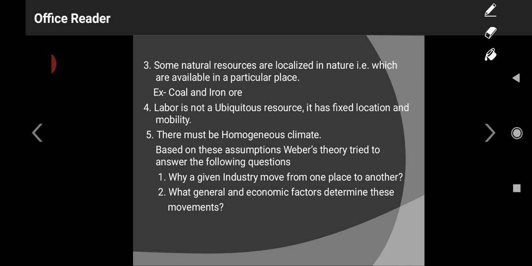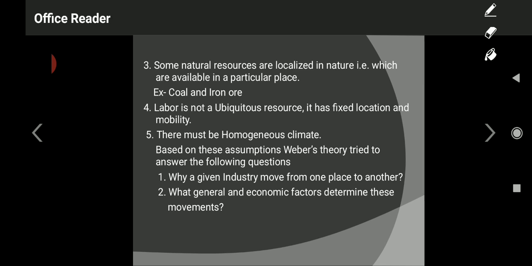Why is labor not ubiquitous? Labor is not mobile from one place to another, whenever and wherever required, as easily as possible. You know why? Because that laborer has their own family behind them, their own love and affection with their children. Leaving all these connections and affections, they are never mobile from one place to another. So because of that, according to Weber, labor is not a ubiquitous resource. It has fixed location and mobility.